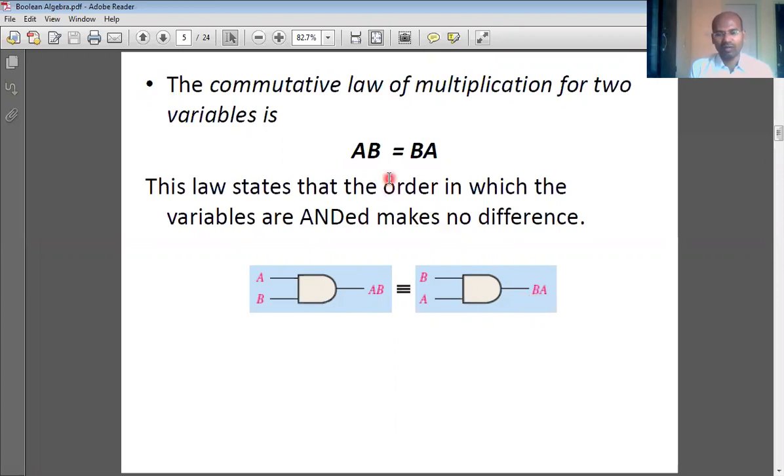So what this commutative law for multiplication is saying is, no matter in which order you multiply the input variables, the output is essentially the same. This law states that the order in which the variables are ANDed, multiplication means AND operation, whatever order you choose to use, makes no difference for the result.